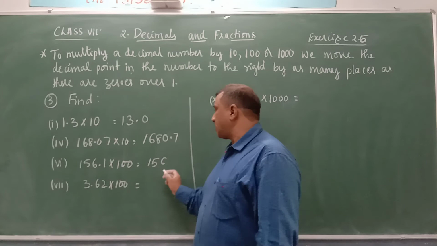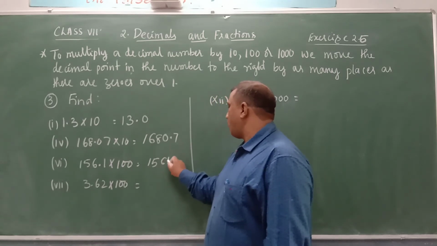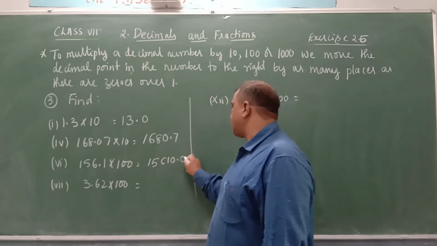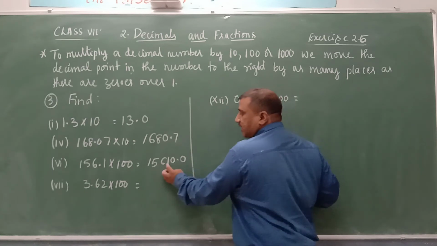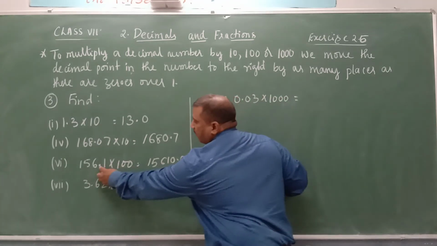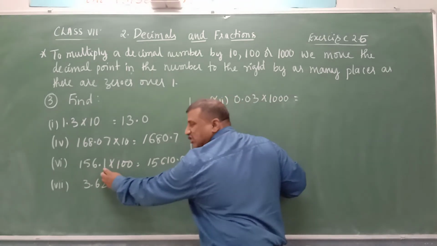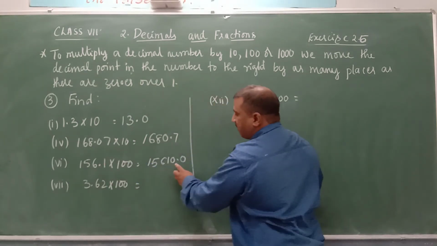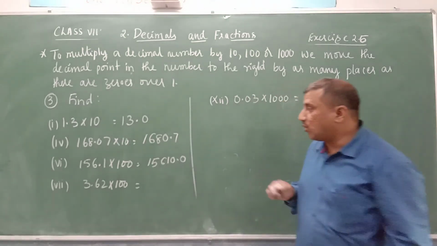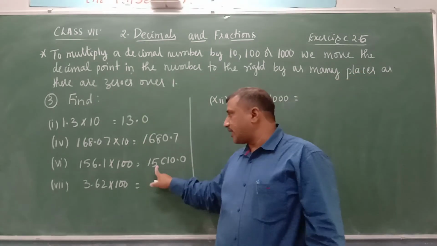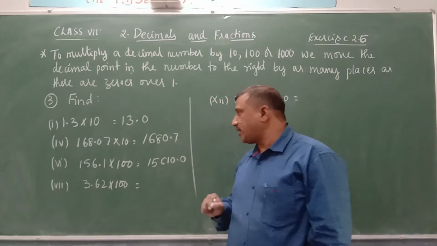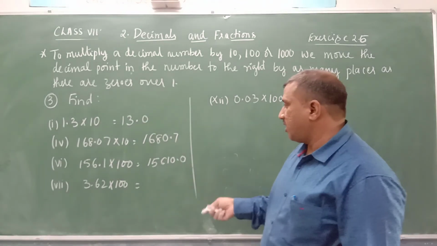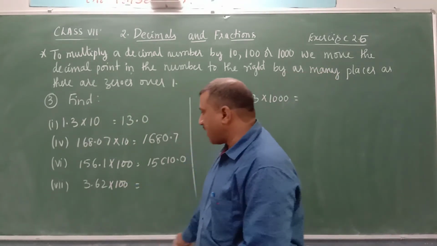The decimal point will move 2 places. So 1 and 0 again. That is 15610.0, that is 15,610. The decimal point has to move 2 places. Here one digit is there, there is no second place, that's why we are keeping 0. Therefore it is 15,610.0.